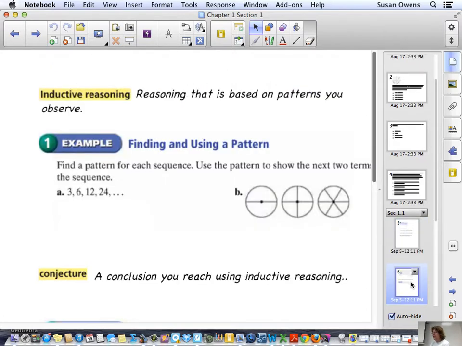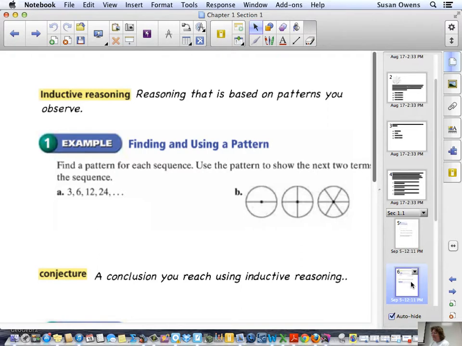Inductive reasoning is reasoning that is based on patterns you observe. So inductive reasoning is, something happens, you notice a pattern, and then you make a reasoning assumption based on that pattern. It's not a proof. It doesn't mean it's always true.